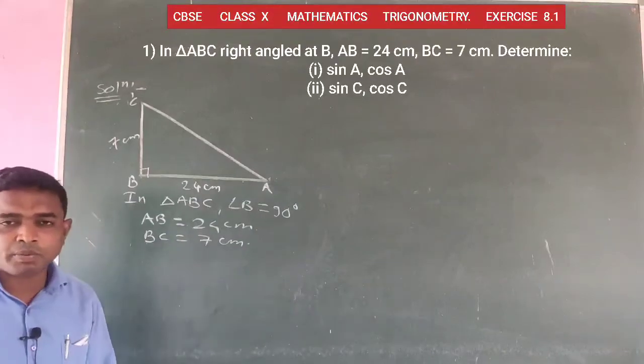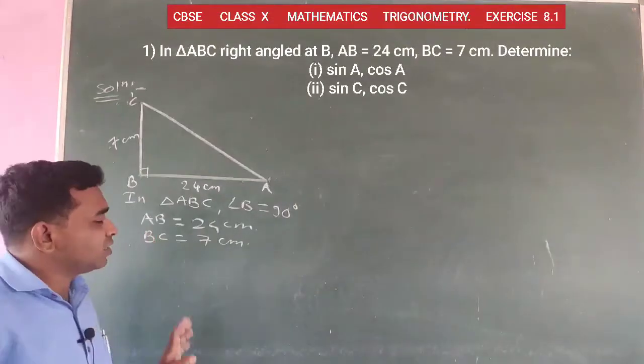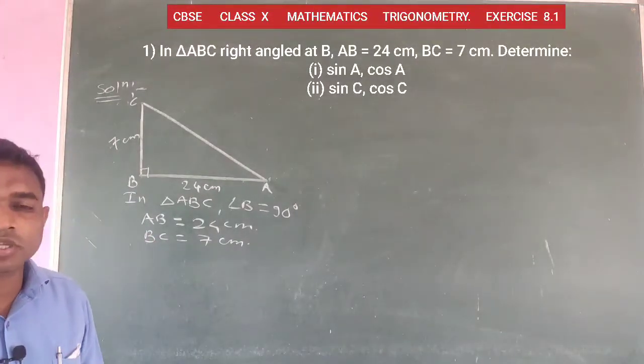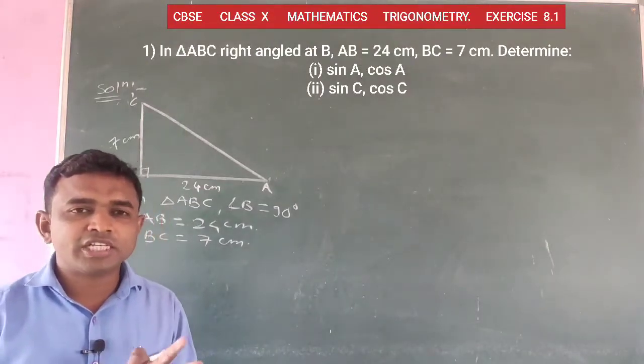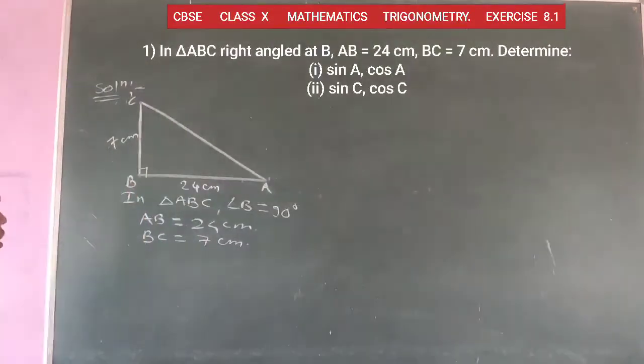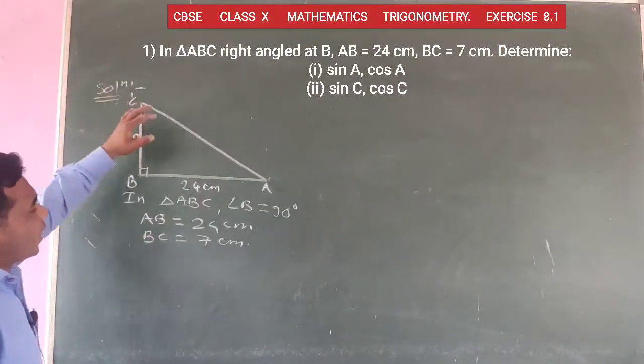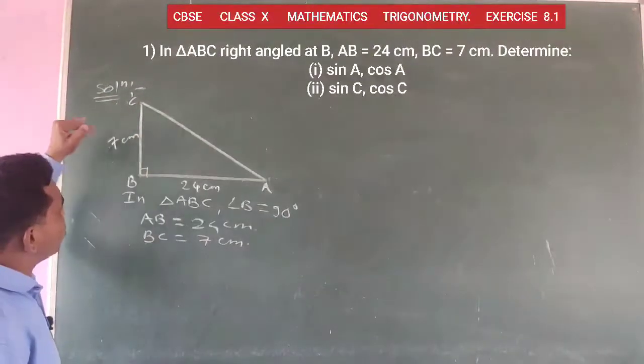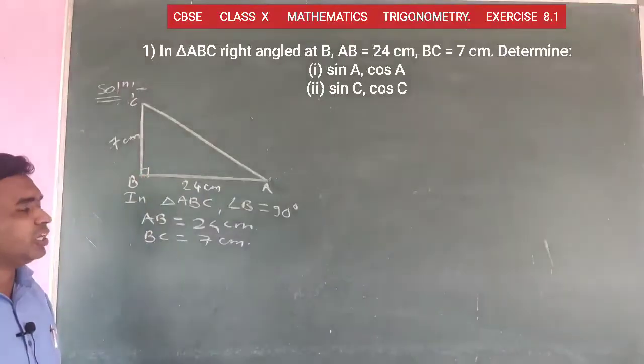AB is equal to 24 centimeters and BC is equal to 7 centimeters. We have to find the value of sin A, cos A, sin C and cos C. So before finding the trigonometric ratios, we must note the measurements of all three sides.